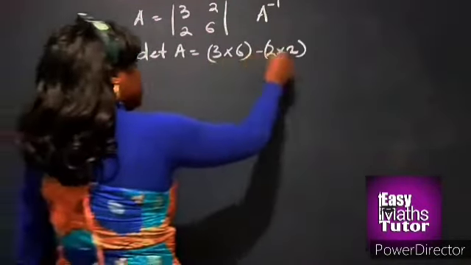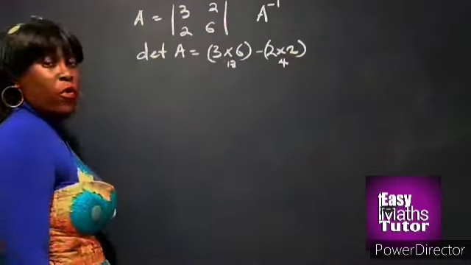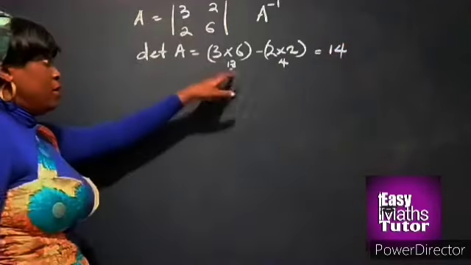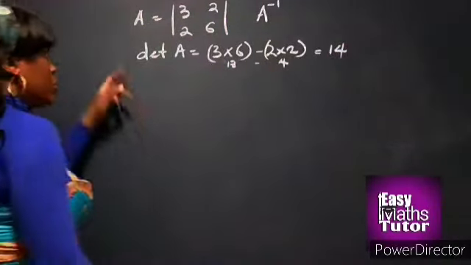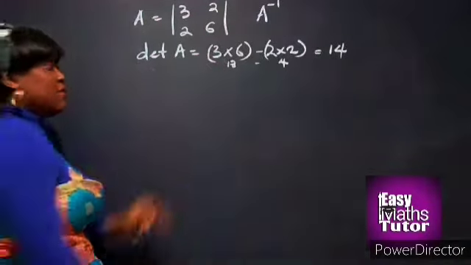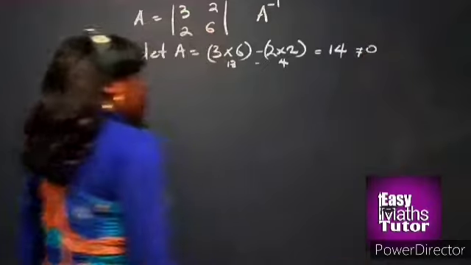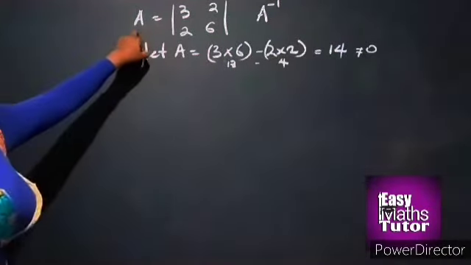3 times 6 gives you 18. 2 times 2 gives you 4. Therefore, our answer will be 14. 18 minus 4 will give you 14. So if your determinant is not 0, it's invertible. Therefore, this matrix is invertible.